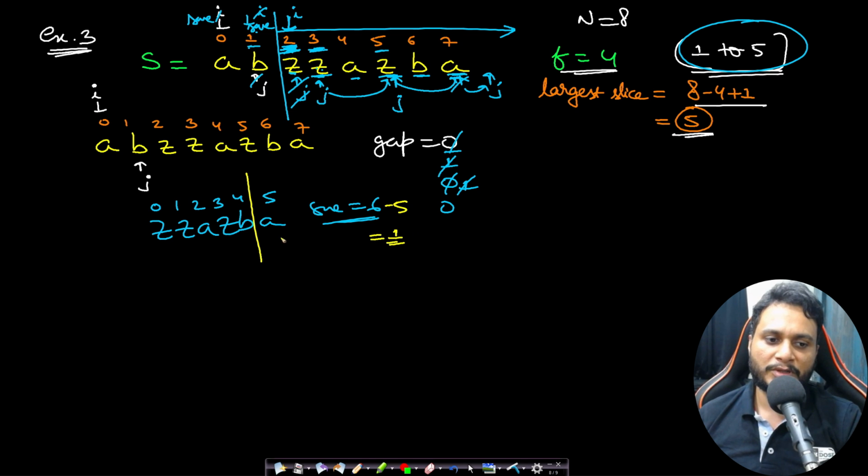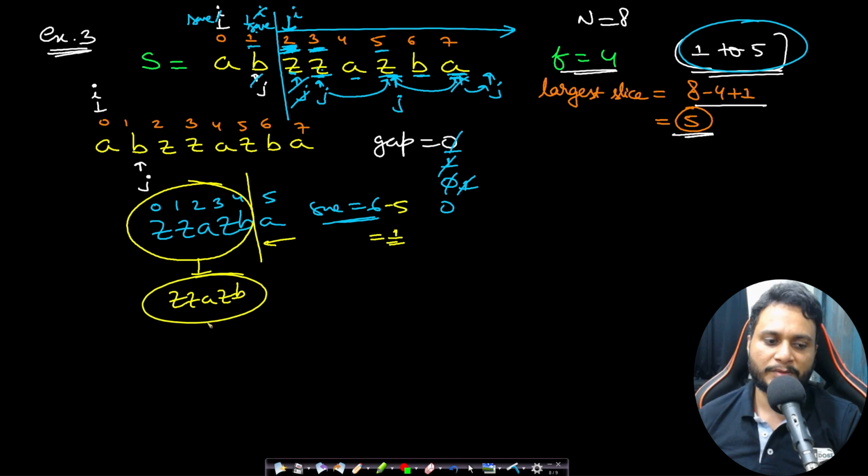You know, it is going to be the optimal one, right? So take this slice by using the substring function, and this will be your final result, ZZAZB. This will be the lexicographically largest string. Okay, so I think it is clear.